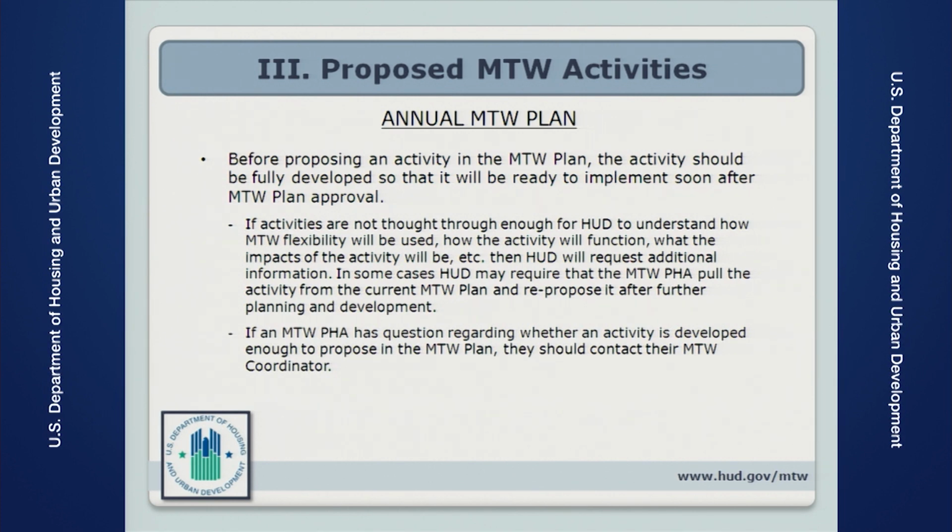So we would ask for additional information, and if we really feel like it's not been developed enough for the public to understand it during the public process, then we would very likely ask you to remove it, develop it further, take it back to public comment, and resubmit it to us as a plan amendment. If there's a question about the level of detail, whether an activity is really ready for proposal in a plan, then we encourage agencies to reach out directly to their coordinator. We're always available to have those types of conversations, and we want to have that kind of back and forth with you guys.